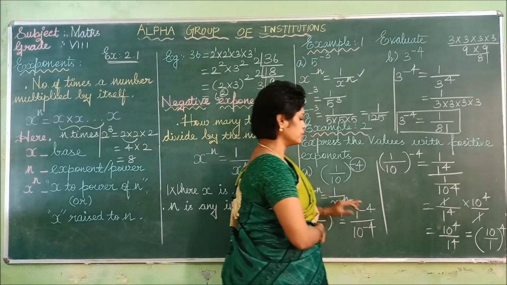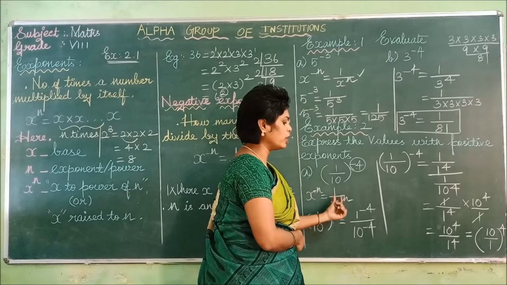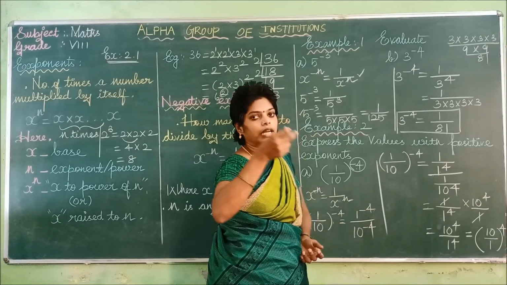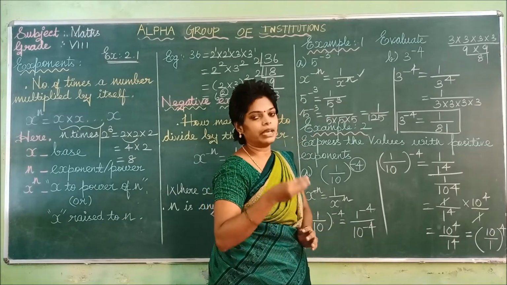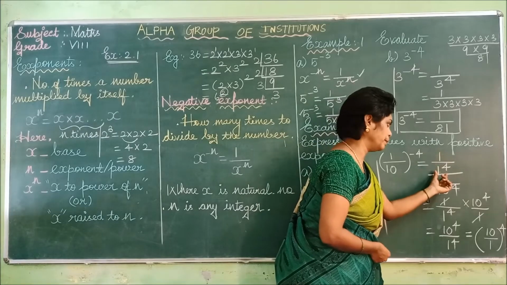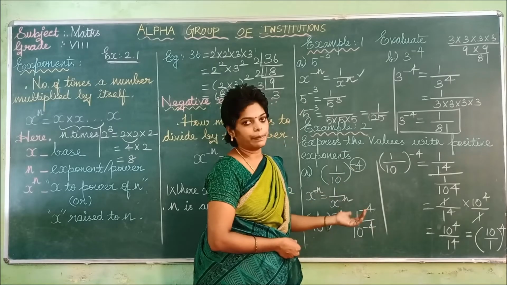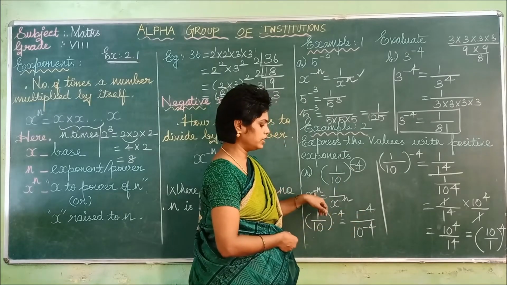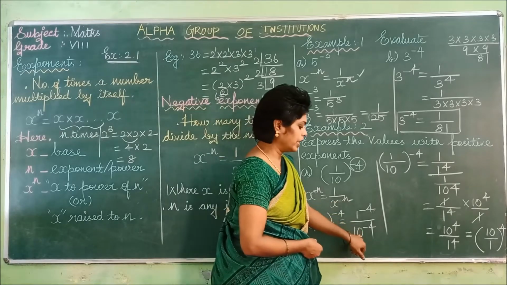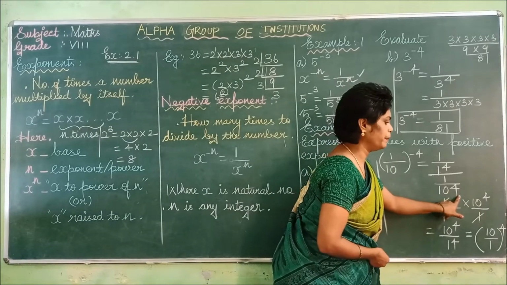The next step is using the formula. If it is x to the power minus n, the value will be 1 by x to the power n. Here, 1 to the power minus 4. That minus 4 comes into the denominator and becomes a positive. So 1 to the power minus 4 is equal to 1 by 1 to the power 4. Next, in a similar way, 10 to the power minus 4. Using the formula, if it is negative, it comes into the denominator and becomes positive. So we can rewrite 10 to the power minus 4 as 1 divided by 10 to the power 4.